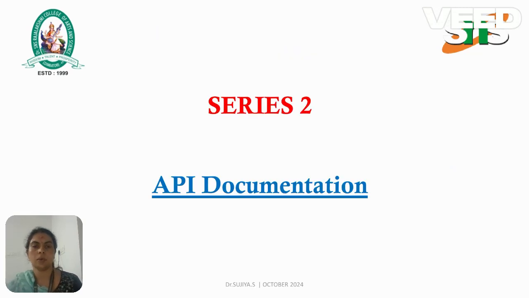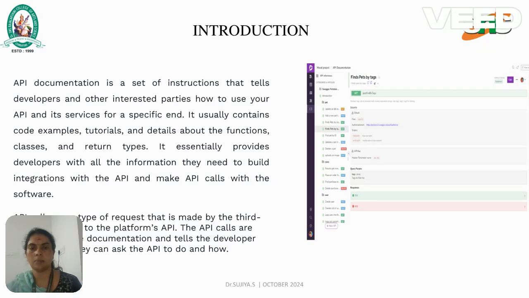In Series 2 video, we are going to see about the API documentation, where in Series 1 we have seen a brief description about what is an API. And in Series 2, we are going to discuss the API documentation. API documentation is a set of instructions that tells developers and other interested parties how to use other APIs and services for a specific end.